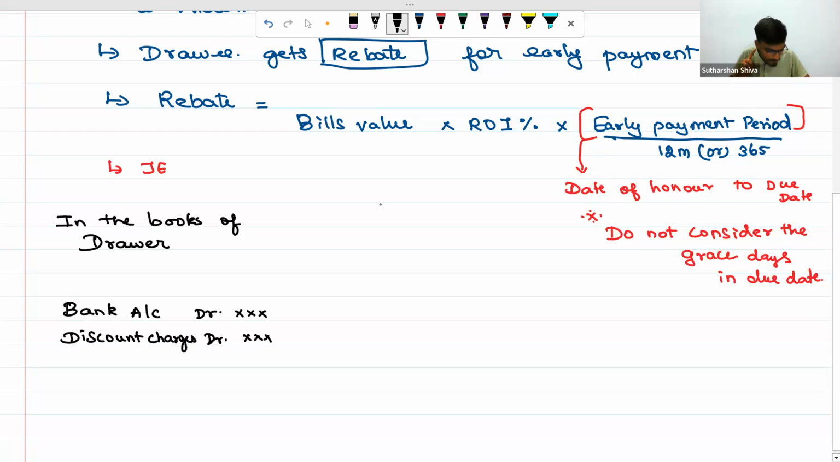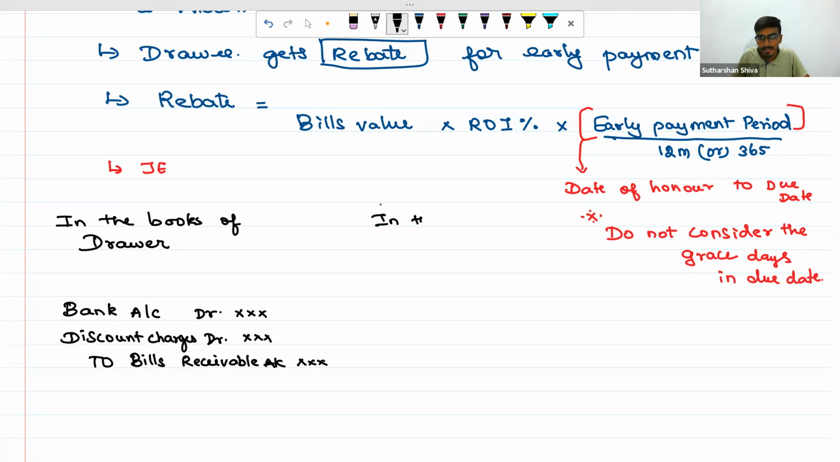Once it has been done, my bills receivable will get cancelled. At the time of receiving the bill, I passed the entry bills receivable to debtors. Now bills receivable will get cancelled, so I will write to bills receivable account. That's the entry in case of retirement of the bill.